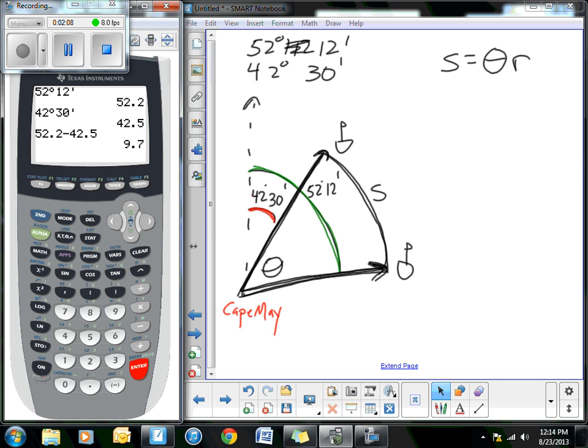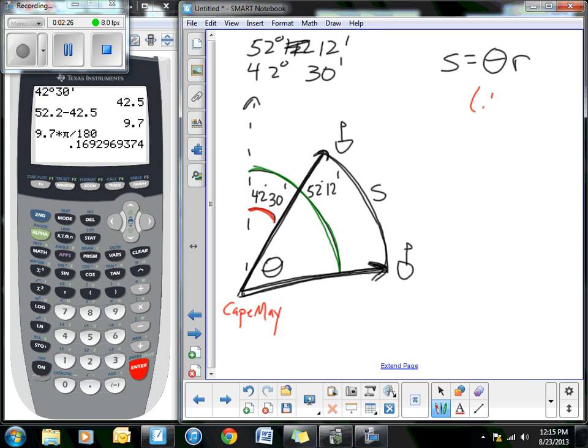So I have one more conversion. I'm going to take that 9.7 times pi over 180, because that's my conversion factor to get out of degrees and into radians. And that's going to give me an angle of about 0.17 if we round that off. So that is what I'm going to use over here for my theta.